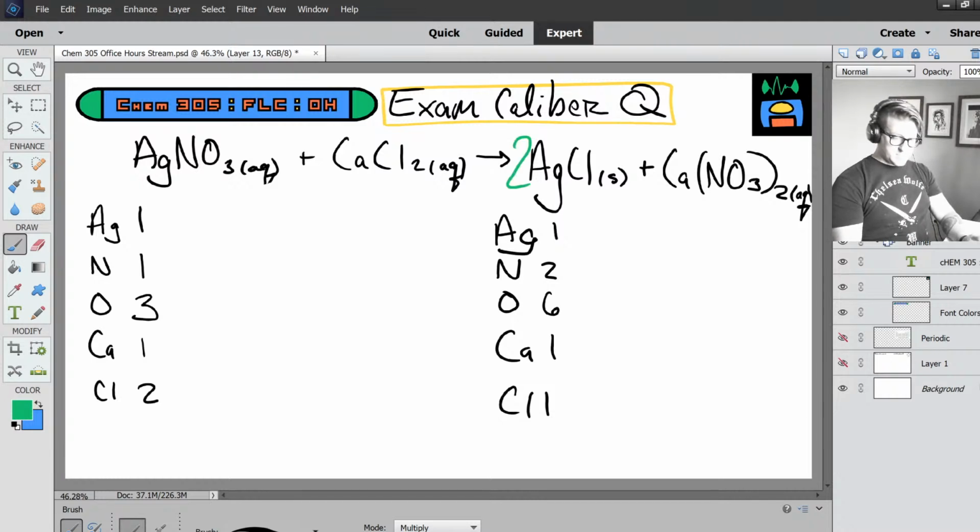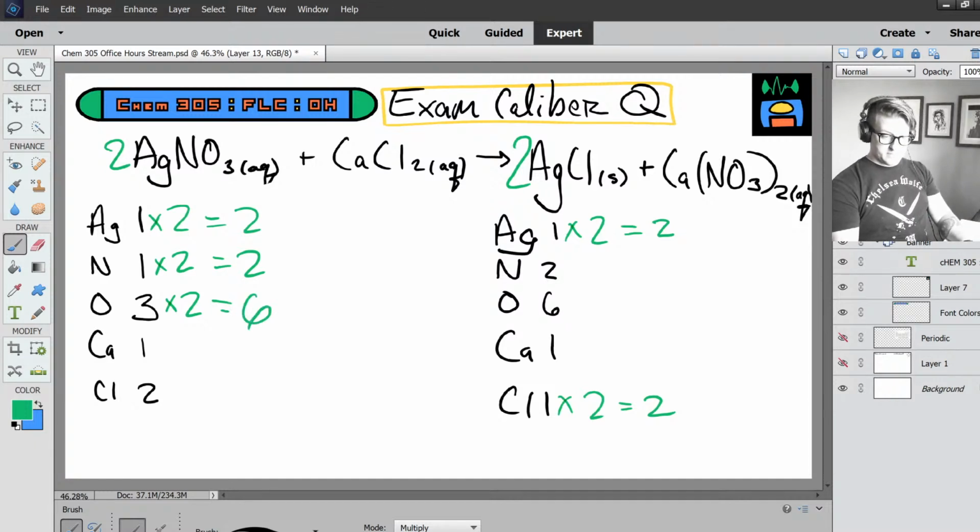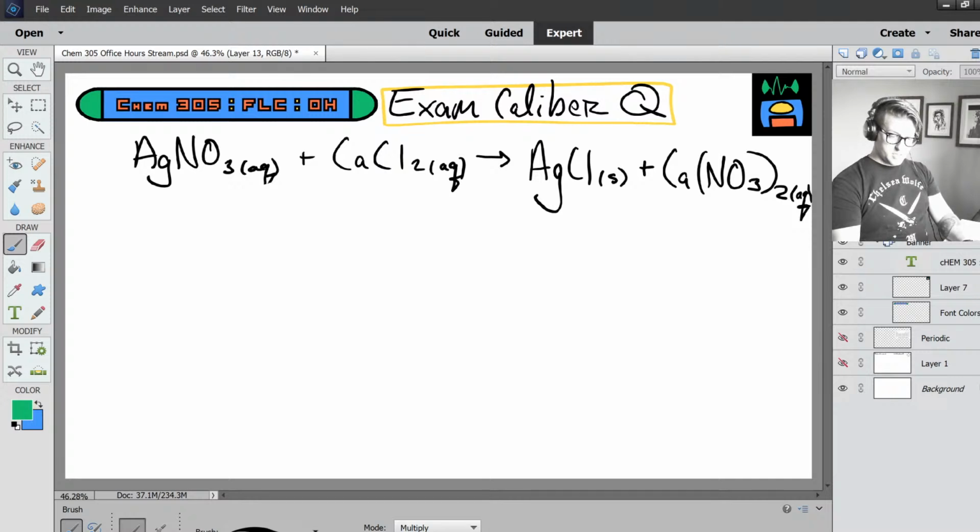So always go for what's easiest to balance, our chlorines. We've got to multiply our silver chloride by 2. Then we now need to balance our silver, so we should multiply silver nitrate by 2. And you'll notice that not only does this balance silver, but it also balances nitrogen and oxygen in one fell swoop. So this is part A. We have balanced our chemical equation.